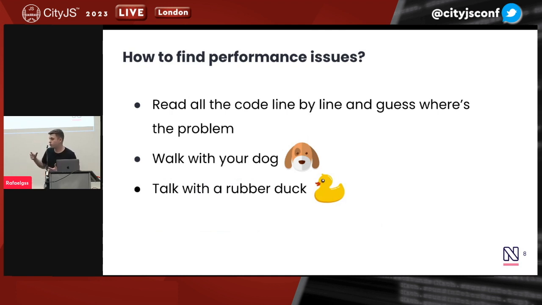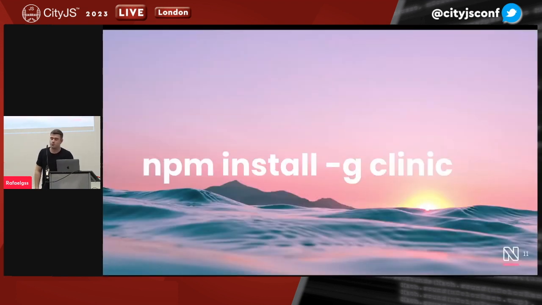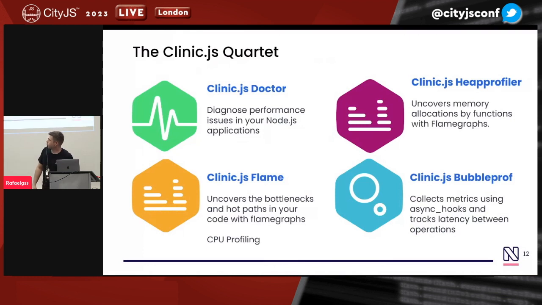But one approach you can follow is to read all thousand lines of code and guess what the problem is. You can walk with your dog, as I said, you can talk with a rubber duck, or you can be a bit more practical and use built-in modules. You can require v8, you can use getActiveHandles, --prof, --cpu-prof, and Chrome DevTools. You can also use environment tools like eBPF, strace, Linux perf, but that's time consuming. Or you can just npm install clinic. It contains a quartet of tools, and I'm going to go through all of those.